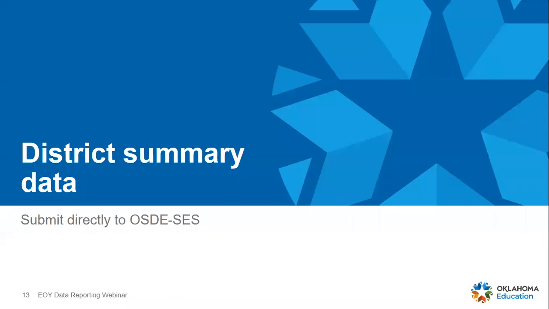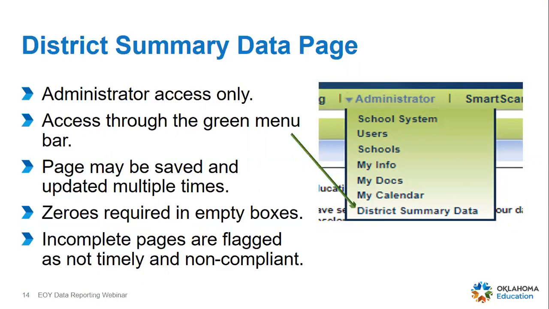Okay, district summary data. So we'll move on to the district summary data page. This is administrator access only in EdPlan. So if you are not administrator level in EdPlan, then you need to talk to whoever is and either get access or work with them to fill out this page. You access it through the green menu bar in your district main menu page. When you click on district summary data, it will open up a new interface where you can save your information.